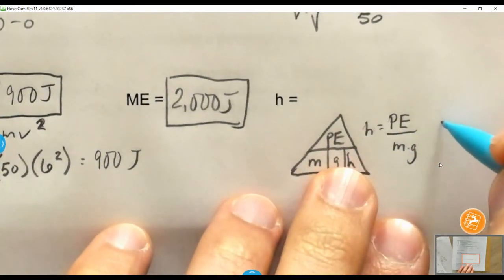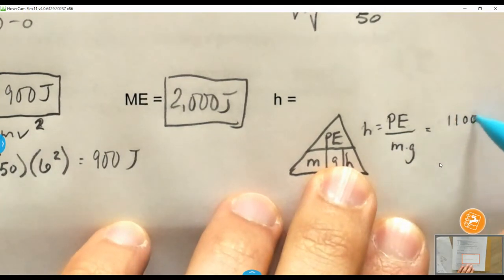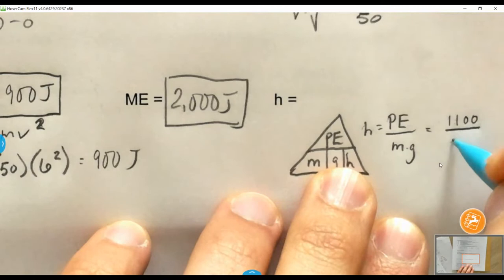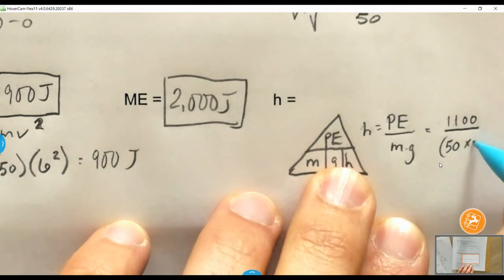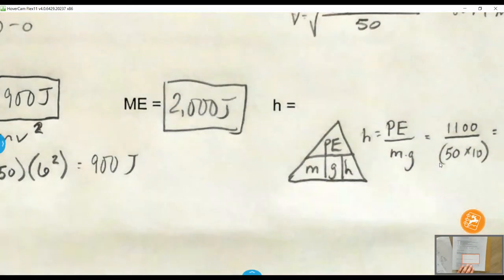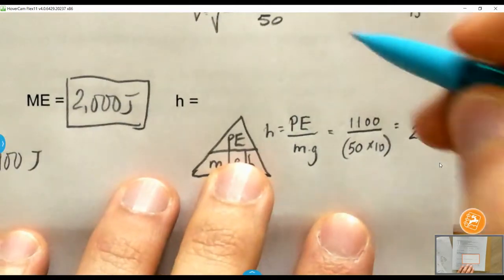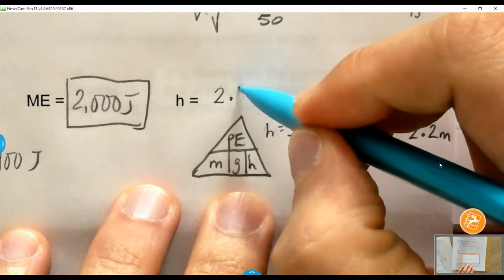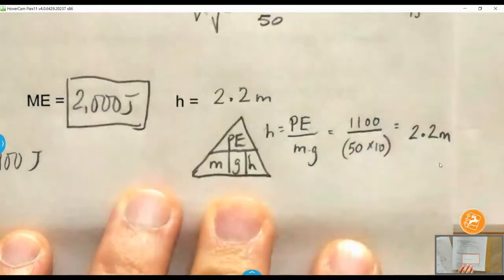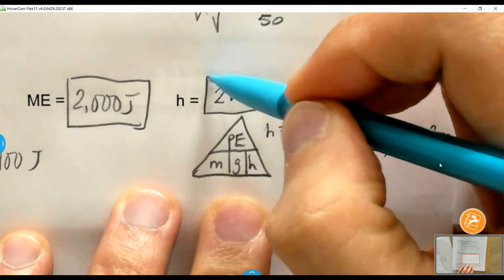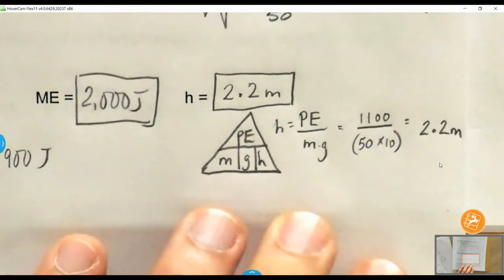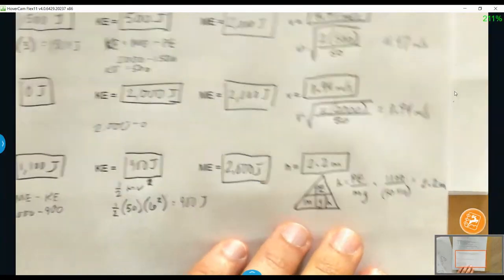Okay, what was our PE that we found? 1,100. And then the mass of this thing was 50, and gravity we're using 10. So we should have 1,100 divided by 50 times 10, and we should get a height of 2.2 meters. Bing, bang, boom.